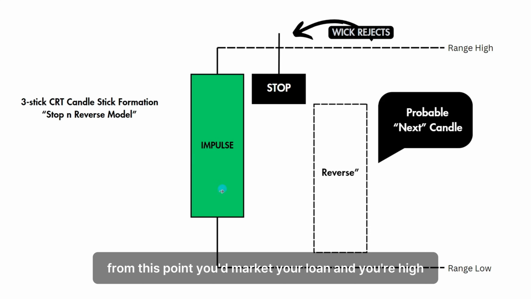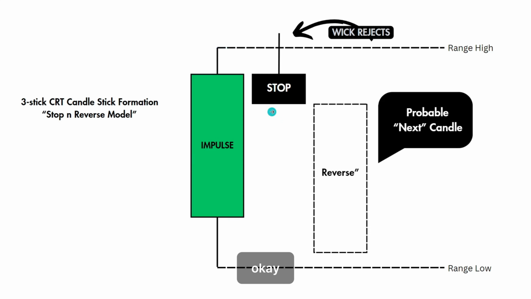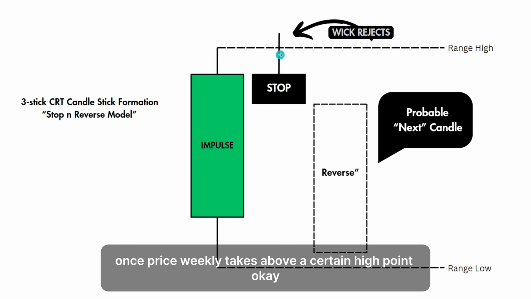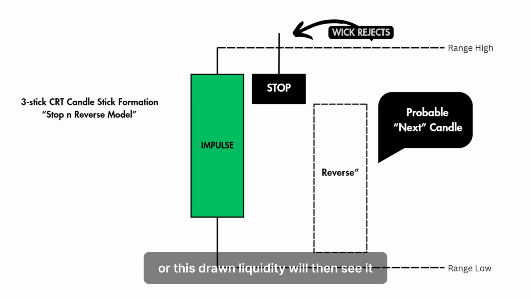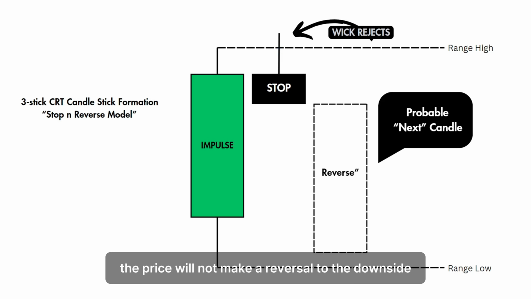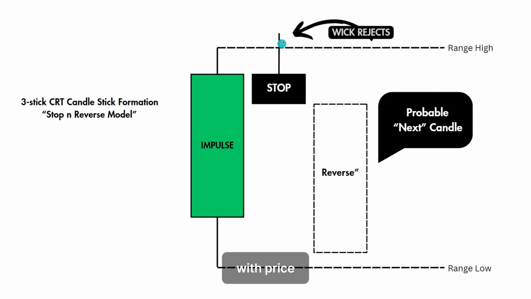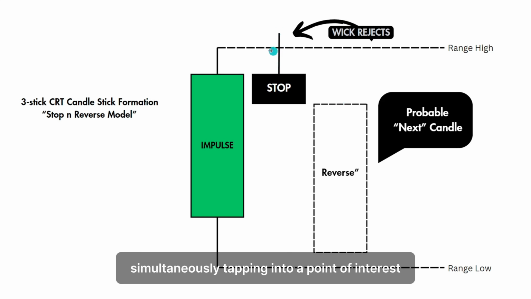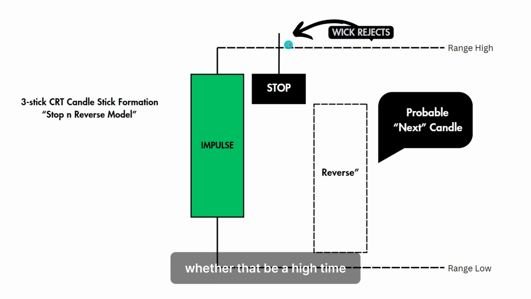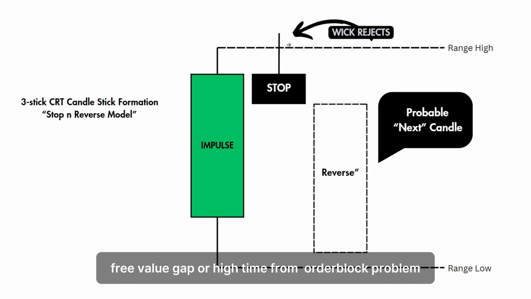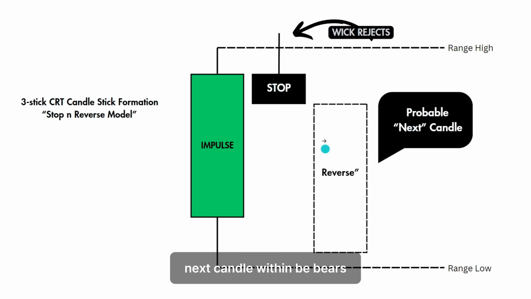From this point, you'd mark out your low and your high, okay? The very next candle, the stop/pause in price, once price wick rejects above a certain high point, or this drawn liquidity, we will then see it more likely that price will now make a reversal to the downside, adding more confirmation or confidence to this model, with price simultaneously tapping into a point of interest, whether that be a higher time frame value gap or higher time frame order block. Probable next candle will then be bearish.